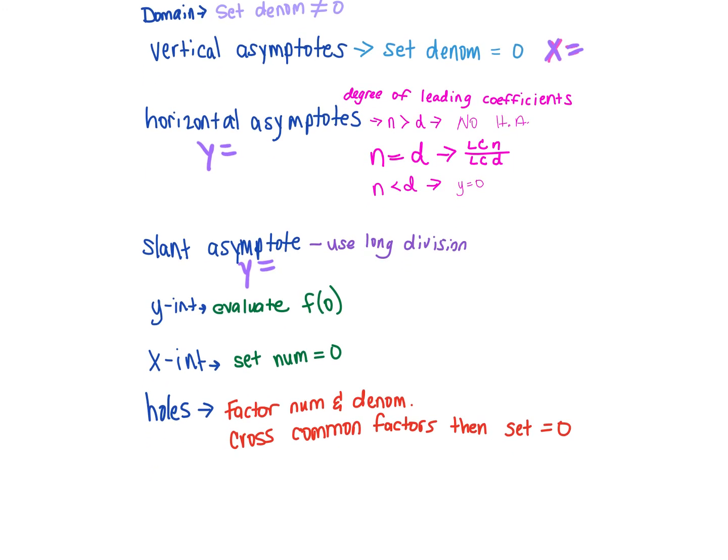And then we're going to get to finding the y-intercepts and x-intercepts tomorrow, but it's the same thing that we've been doing. For the y-intercepts, you set x equal to 0. X-intercepts, you set y equal to 0. And then the holes, you factor the numerator and the denominator, cross the common factors, and set them equal to 0.